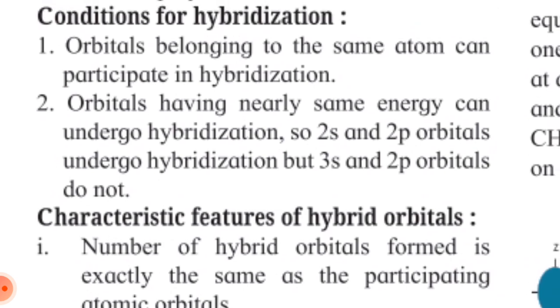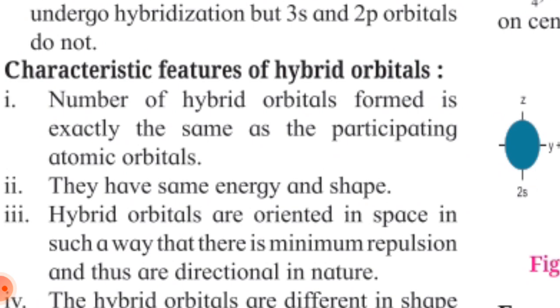Conditions for hybridization. First, orbitals belonging to the same atom can participate in hybridization. Second, orbitals having nearly the same energy can undergo hybridization. So 2s and 2p orbitals undergo hybridization, but 3s and 2p orbitals do not.